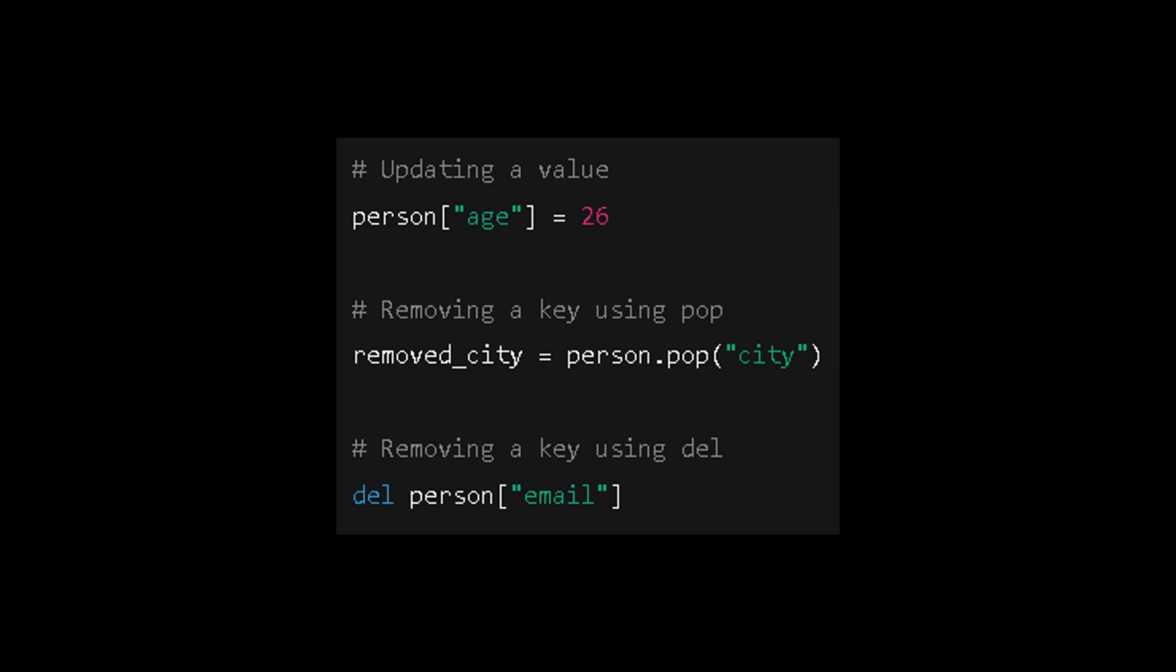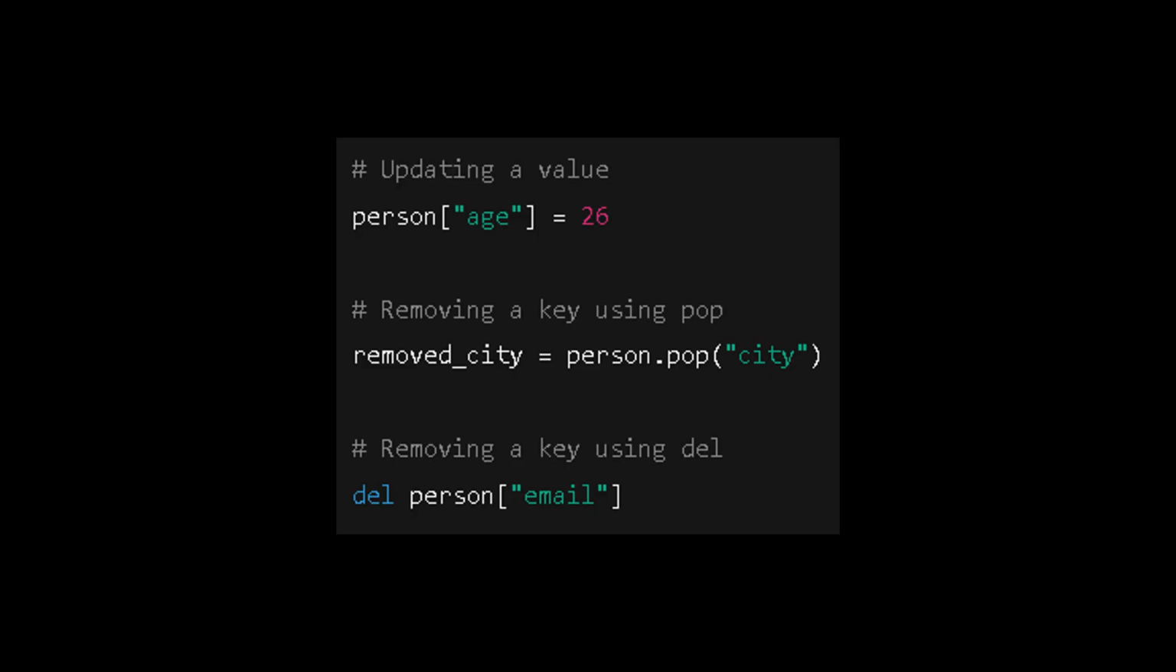To update a value, just assign something new to an existing key. If you say person at the key age equals 26, it replaces the old value of 25. To remove a key and its value, you can use the pop method. That removes the key and gives back the value. You can also use the del keyword to remove a key without returning anything.